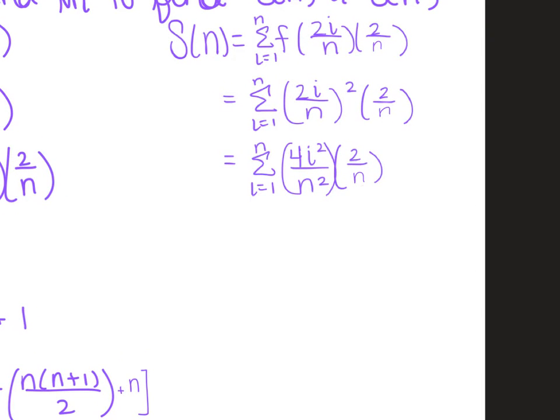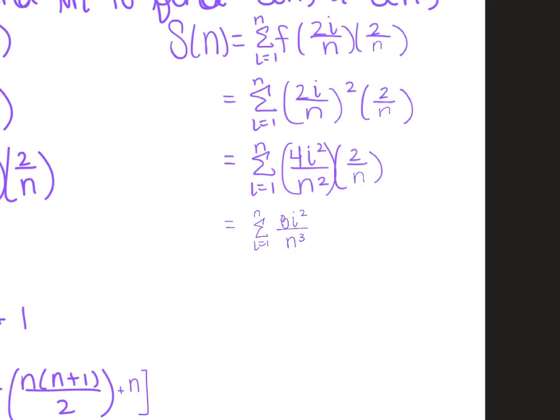All right, so we're going to finish this one out. I had to change it. Initially, I had a 5 under there. I think my mind was still on the last problem. So we have 2 over n is our delta x. So we have our summation from i equals 1 to n of 8i squared over n cubed.